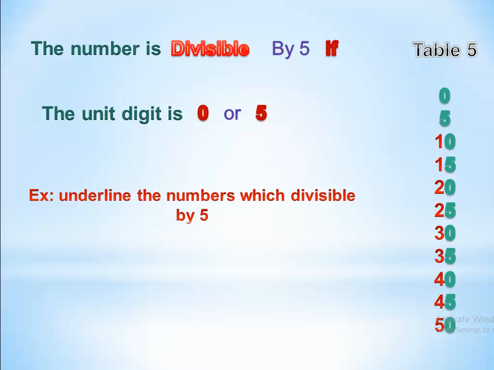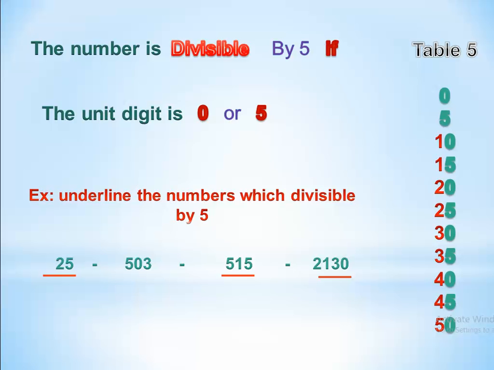Let's see the example. Underline the numbers which are divisible by 5: 25, 515, 2130. So we are looking for numbers with unit 0 or 5.